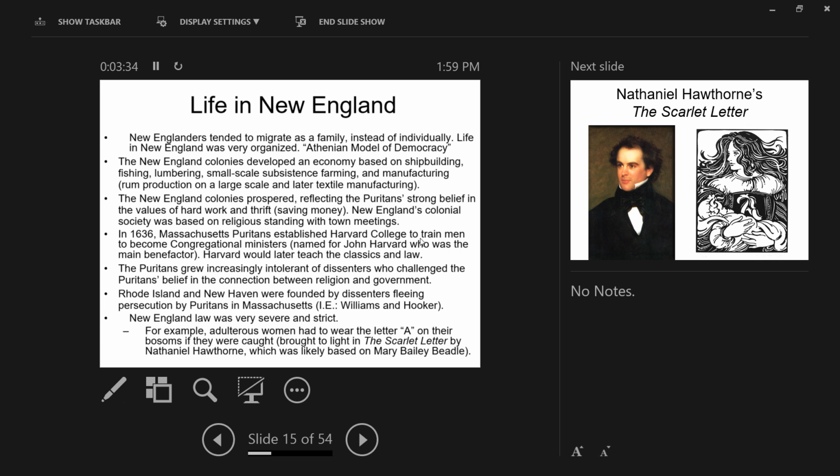So New England law was very strict and very severe. Public beatings, right? There were fines and penalties levied against people. There were also laws that were put into place that basically allowed for public humiliation. Like, for example, an adulterous woman caught in an affair was required to wear a letter A on the bosom of her dress for adultery. This will be captured in the American classic, The Scarlet Letter by Nathaniel Hawthorne. Interestingly enough, this is actually based off of a real Congregationalist woman from New England, Mary Bailey Beadle, which I find pretty interesting.